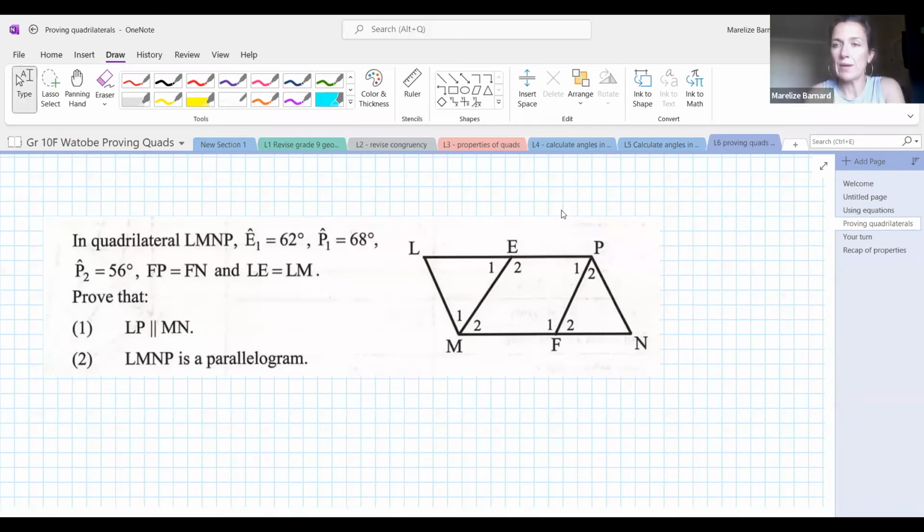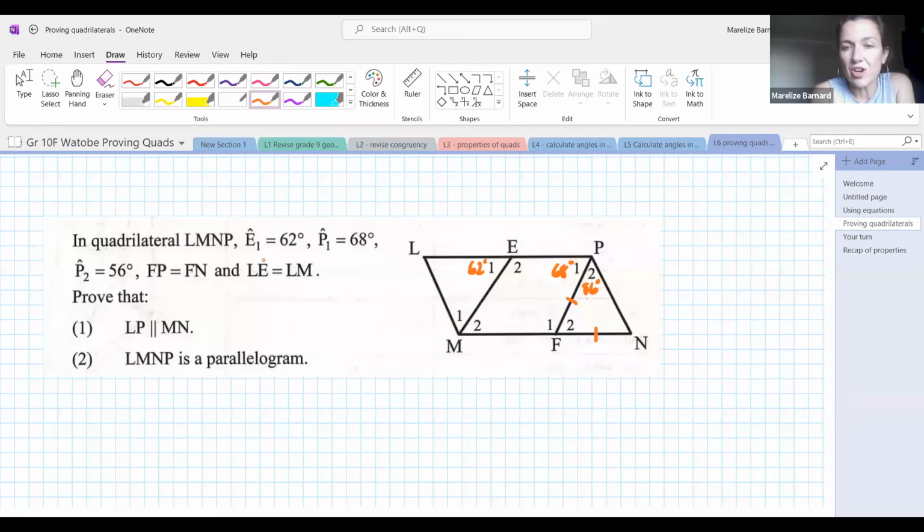Okay, right, everyone, because we are a little bit pressed for time, we are going to get going. So as before, I'm going to use my orange to write down the things that are given. So what's given is that E1 is 62 and P1 is 68 and P2 is 56 and FP, this one here, is equal to FN.